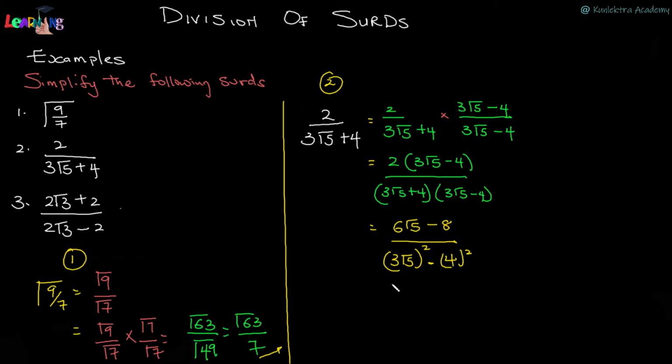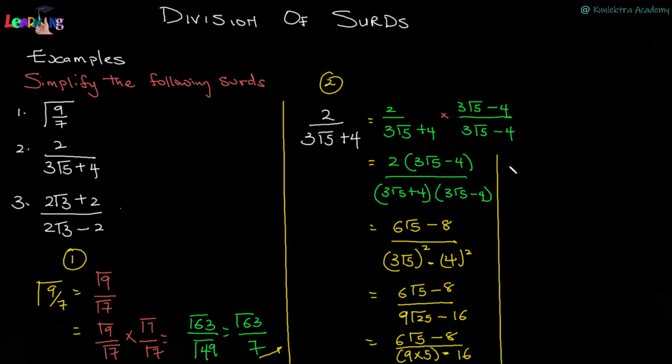Do you remember the difference of two squares? Now you have 6 root 5 minus 8 over 3 times 3, 9, root 5 times root 5, root 25, you open it up, minus 4 times 4, 16. Then we have 6 root 5 minus 8 over, square root of 25 is 5, 9 times 5 minus 16.